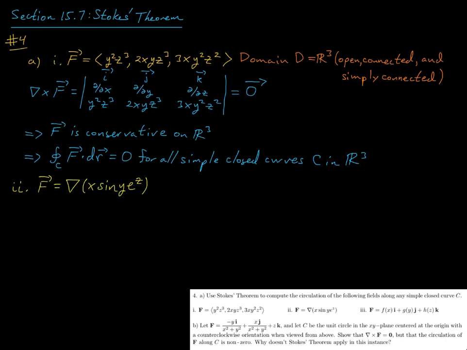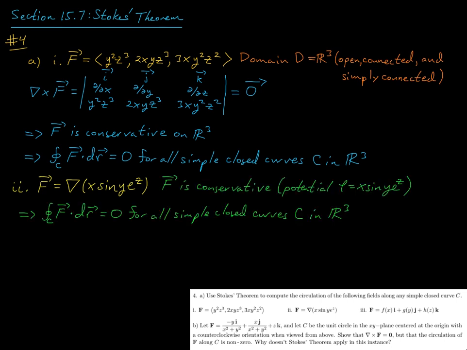All right, that's it. For the second vector field, it's equal to the gradient of this function x times the sine of y times e to the z. Put another way, this function is a potential function for our vector field f, and our vector field is conservative. That's really what it means to be conservative, that it is the gradient of some function. And so if we're conservative, then we know that the circulation is equal to 0 for all simple closed curves C in R3.